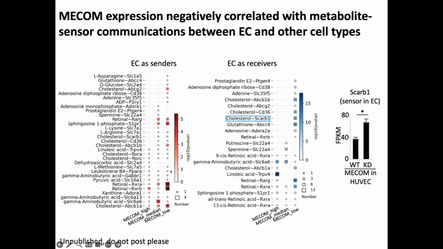So this figure further shows that no matter whether the communication is sent out from under-senior cells or received by under-senior cells, the number of communications is the greatest for the under-senior cells with the lowest expression of MECON, and the smallest in under-senior cells with the highest expression of MECON. So yeah, those results show that MECON is likely protecting under-senior identity by repressing the communication between under-senior cells and other cells. It kind of insulates under-senior cells from other cells in the tissue to protect the under-senior identity.